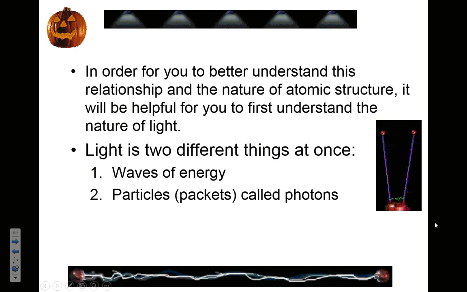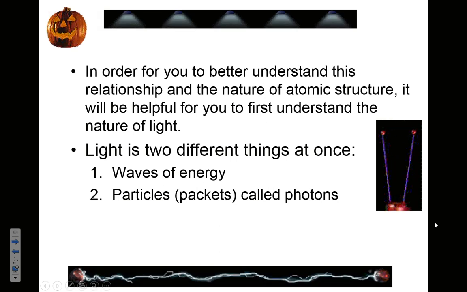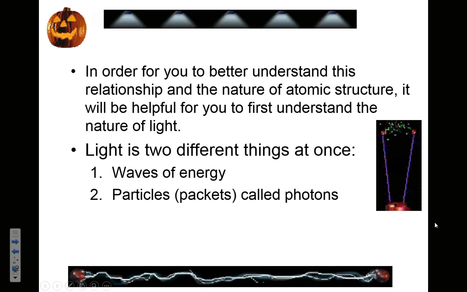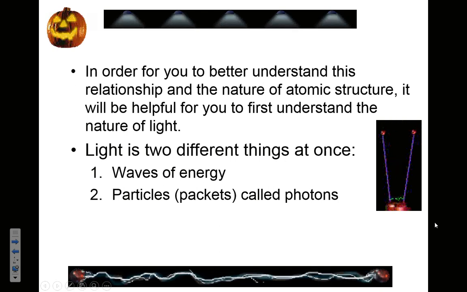So scientists at the time found out that, surprisingly to them, light is actually two different things at once. It's an energy form, and energy forms have wave-like properties, which is what we traditionally felt was true about all energy forms. And a particle, or matter, I should say, is a particle and has particle-like properties.